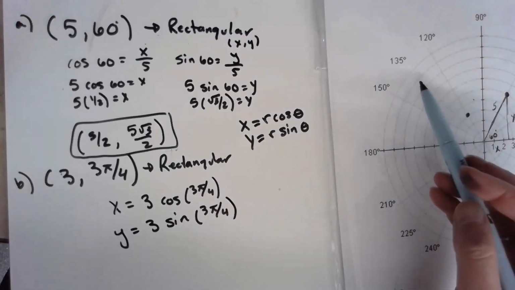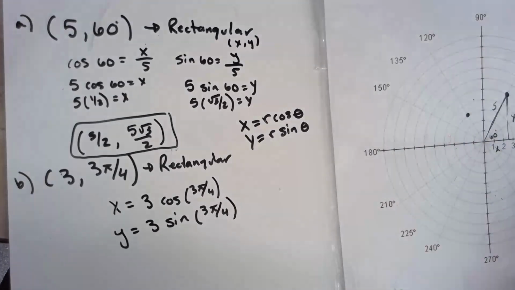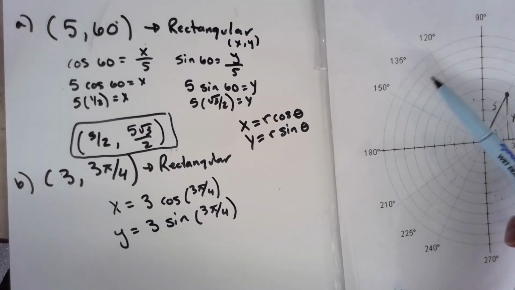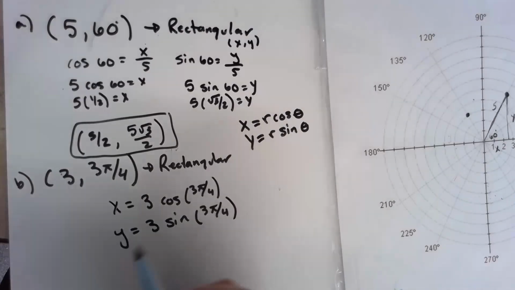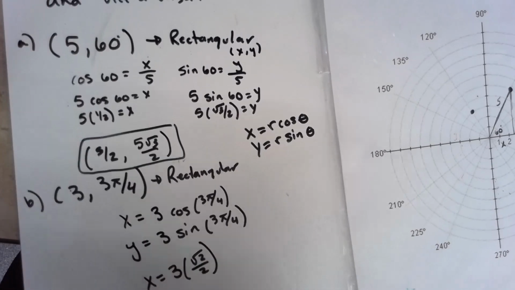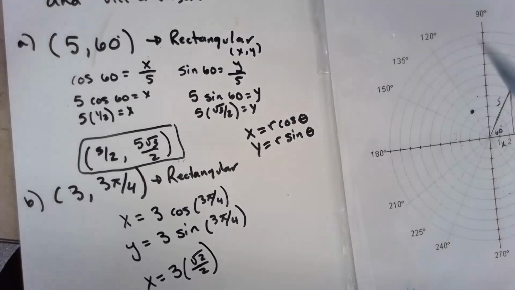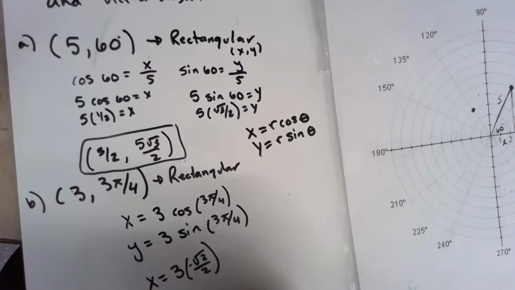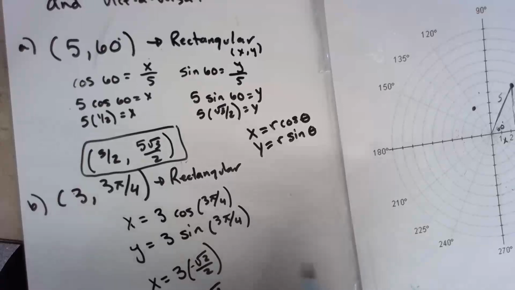Okay, so we know that cosine at 3 pi fourths is square root 2 over 2, right? So x equals 3 times square root 2 over 2, and that should be positive. All students, that should be negative. All students take calculus, so that should be negative, which makes sense because it's back here in this quadrant. Our x should be negative. So x equals negative 3 square root 2 over 2.